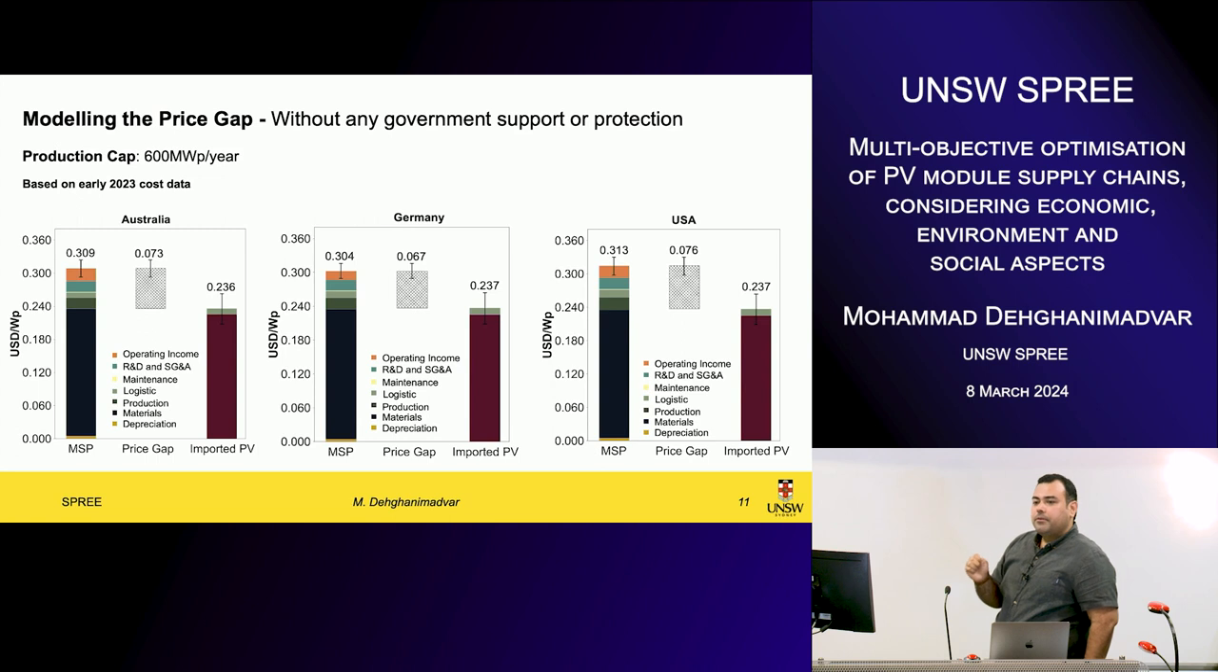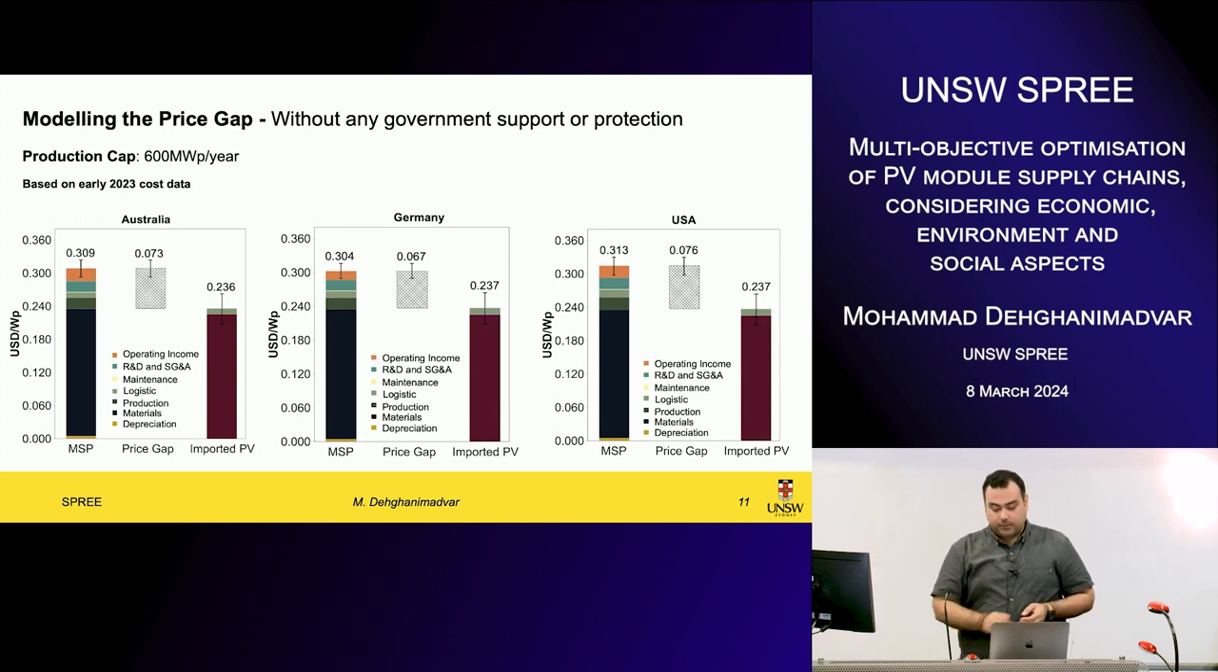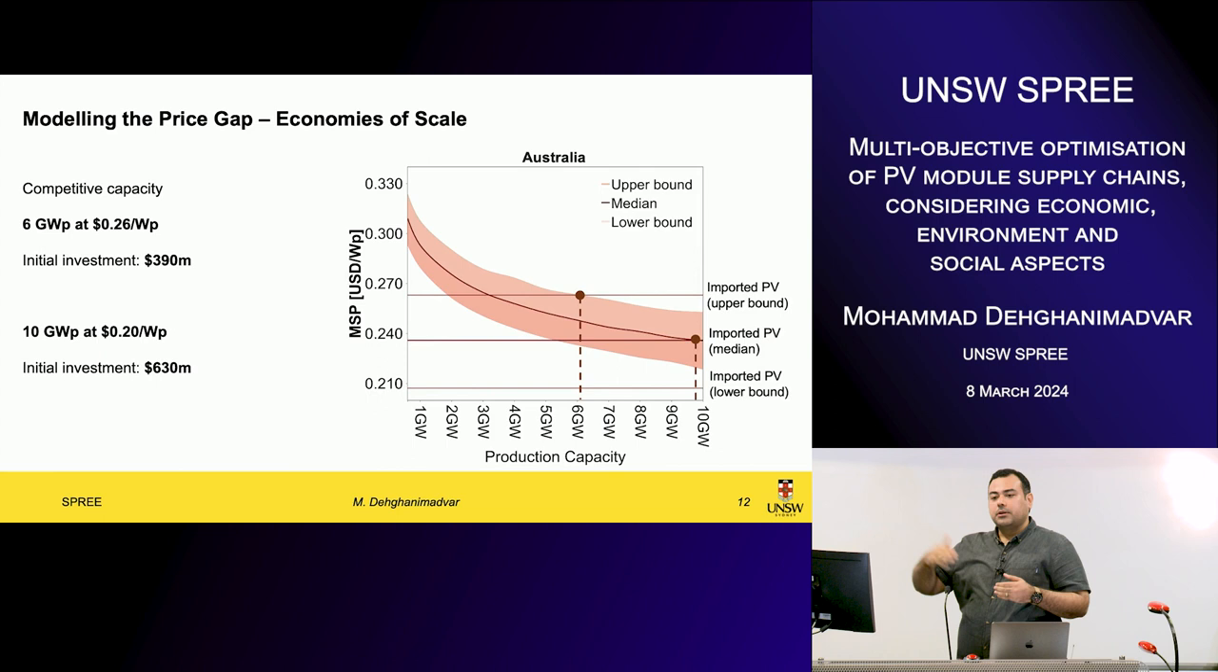So this was my first question. How much does it cost to make a module, and what is the price gap? So what was my second question? How can we bridge that price gap to be competitive in Australia if you want to compete with imported material? One way to do that is to increase the production capacity and benefit from economies of scale. So let's see what happened and at which capacity we can be competitive in Australia.